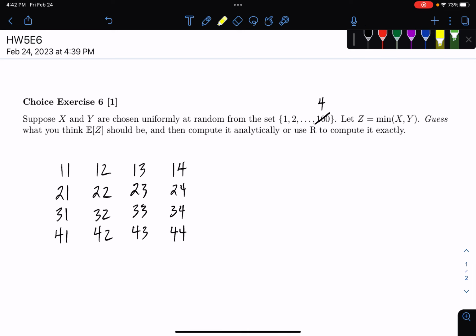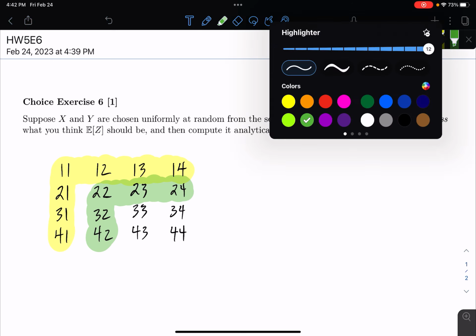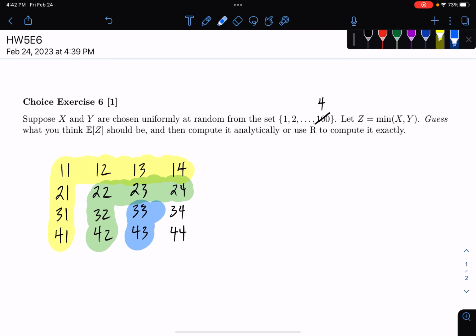Okay, here's what I want to point out. Of course, we could do this up to 100, but I think it's easier to think about for 4. Here's what I want to think about. In all of these cases, z is going to be equal to 1. And in all of these cases, z is going to be equal to 2. In all of these cases, z is going to be equal to 3. And then only in this case is z going to be equal to 4. So now we just need to ask how many of them are there.